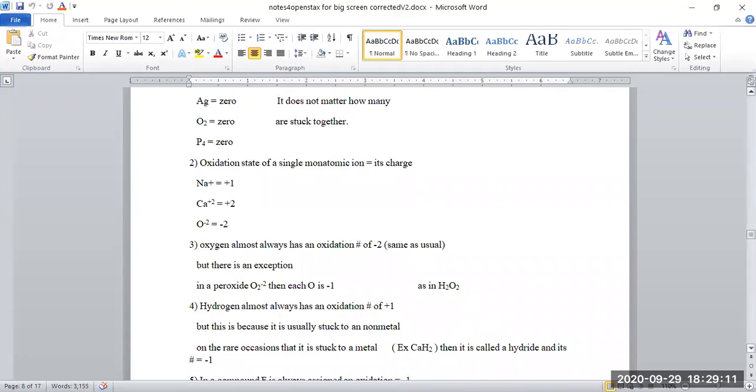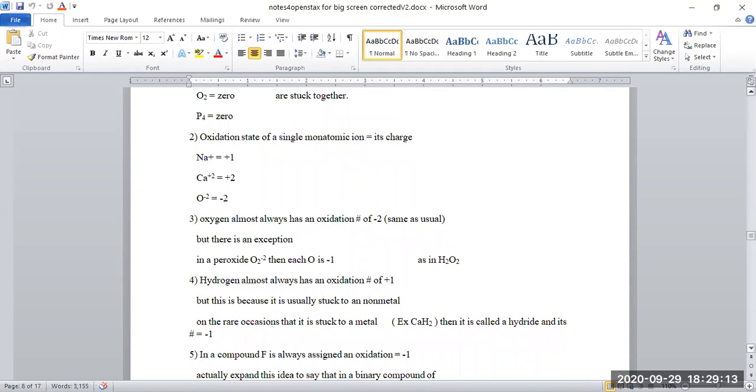Oxygen and hydrogen have rules of their own, of which they each have one exception. So all of the oxygens that are part of other molecules, not talking about the O2 molecule, all the oxygens that are part of other things, we make an assumption that they are their normal -2. Here's the exception.